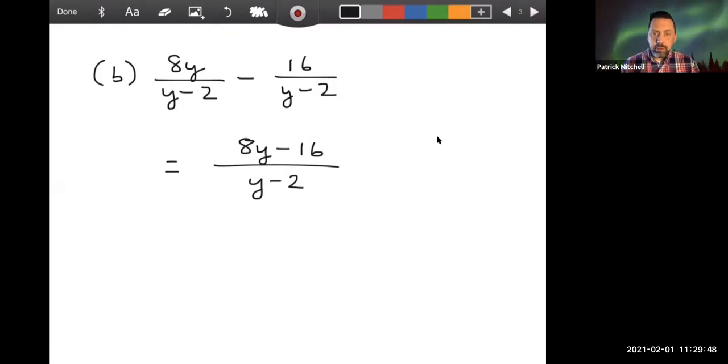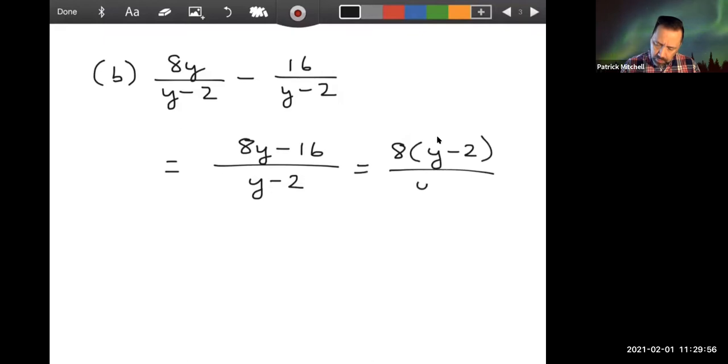And in this case, you can, right? Because you can factor an 8 out of the numerator, which leaves you y minus 2. And hey, look, y minus 2 is the same factor I have downstairs. So now I get rid of the y minus 2s and that simplifies to 8 over 1, which is just 8.